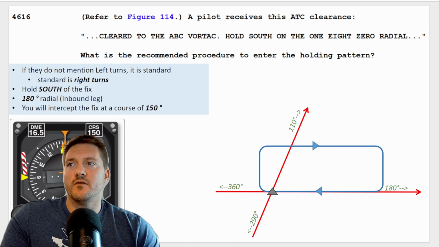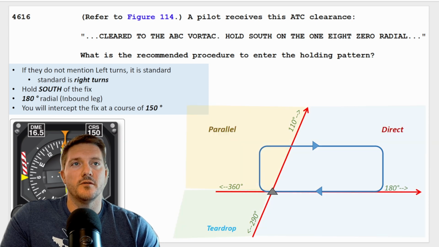And now that we have our holding pattern divided up into its three sections, we can label those. This direct entry is going to be the biggest region. Parallel region is going to be the intermediate one, and the teardrop is going to be the small region that's just kind of hanging off the side of the holding pattern.